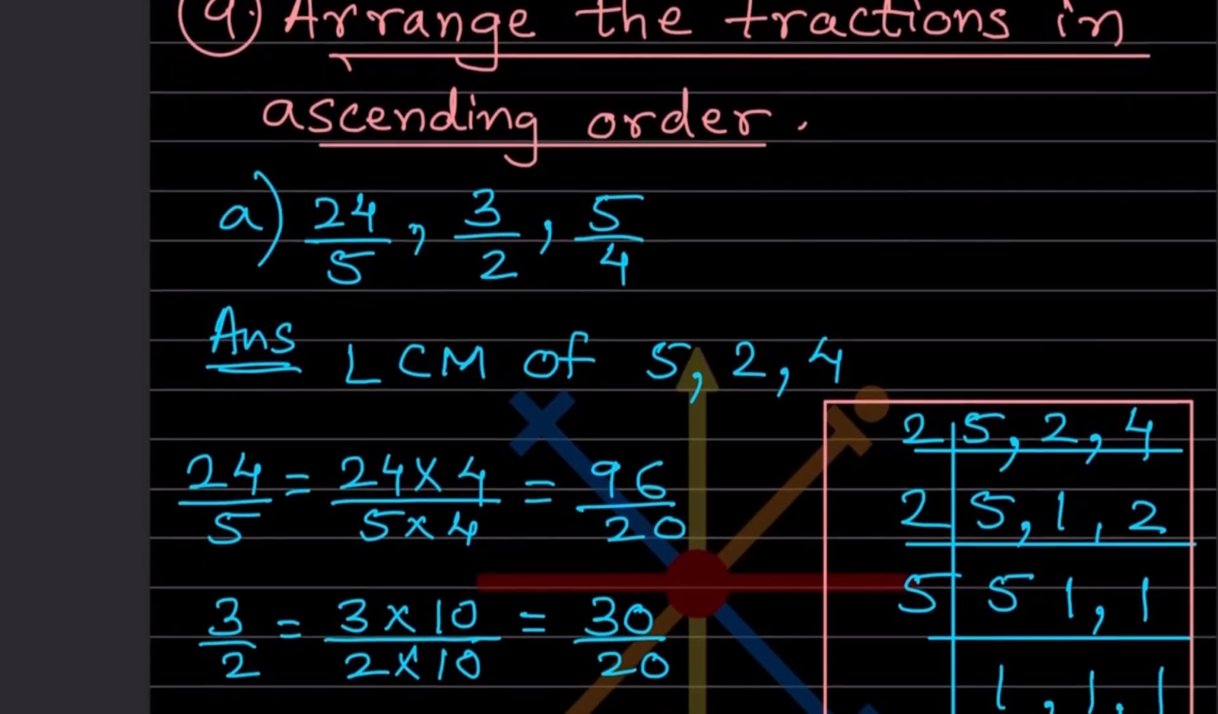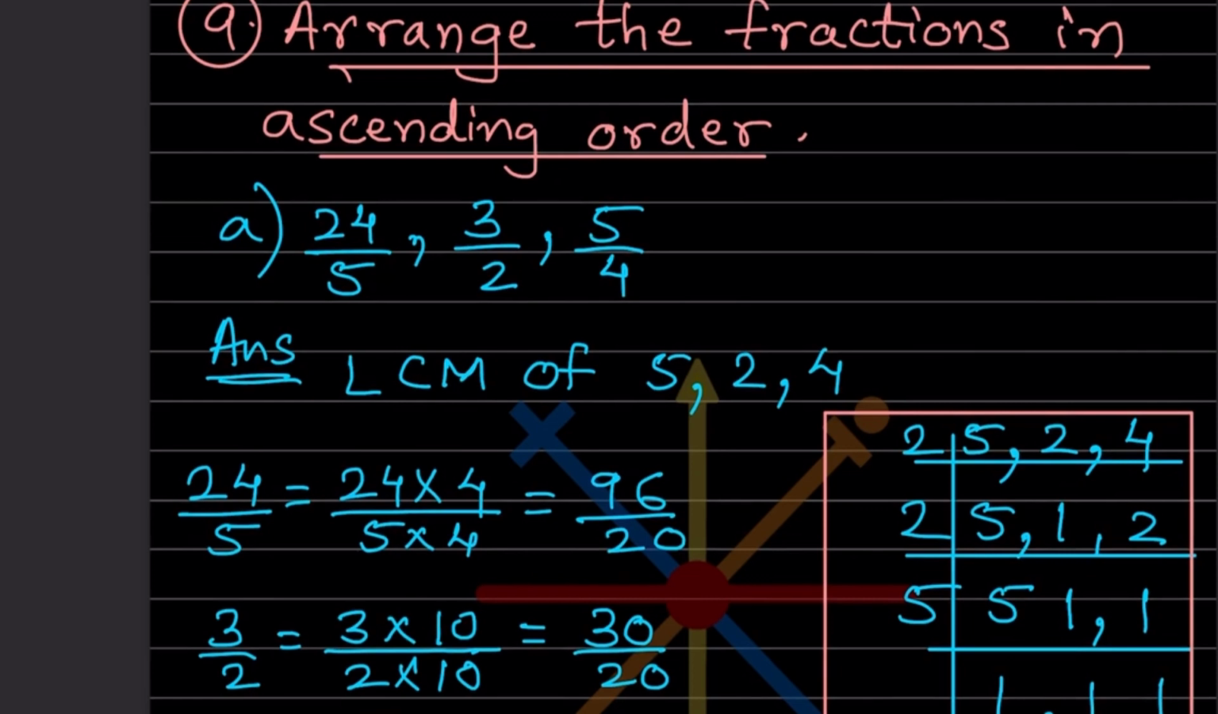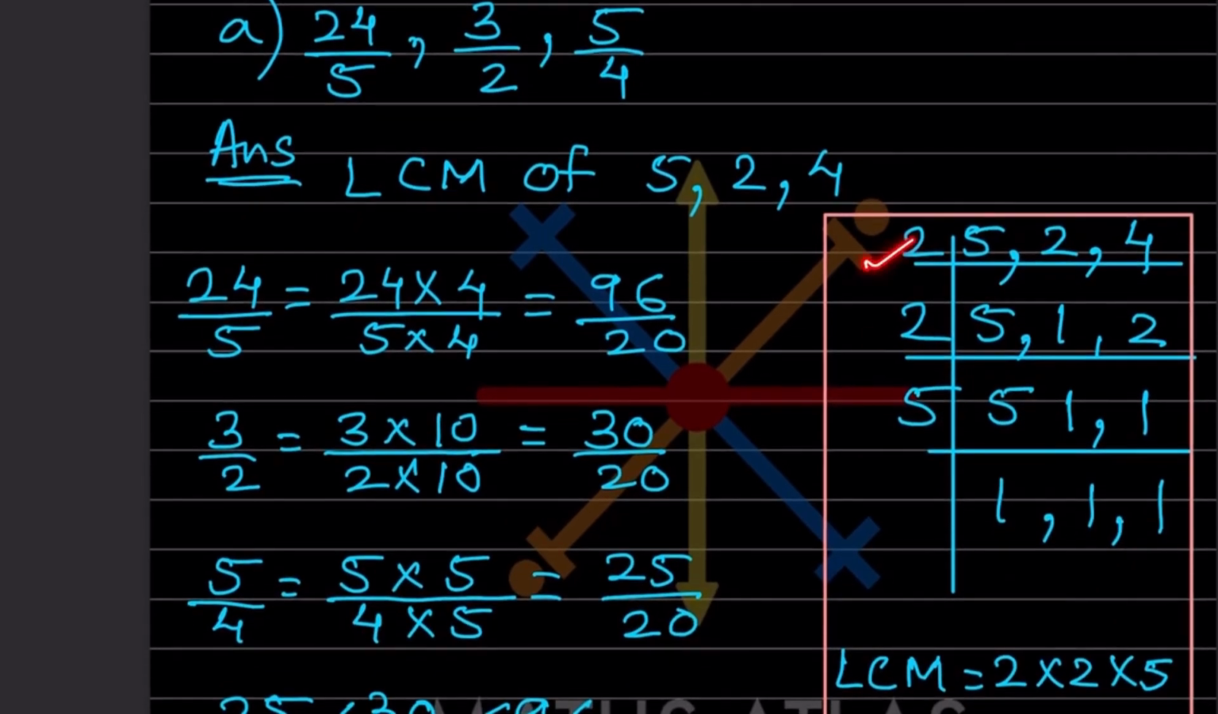Now arrange the fractions in ascending order. So here, ascending order means what are you going to do? This is 24 by 5, 3 by 2, and this one. You will take the LCM of the denominators. So what is that going to be? Here 5, 2, 2 ones are 2, 2 2s are 4. Then 5 stays as it is. Here again 5 ones are 5. So what are the factors? 2, 2, 5. So this is going to be 20.